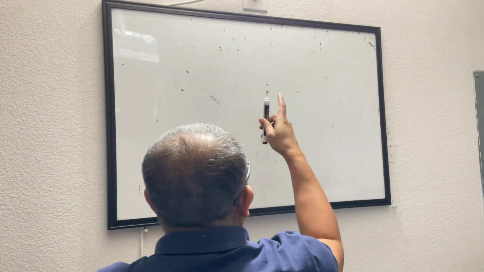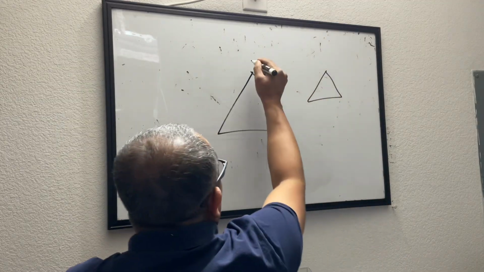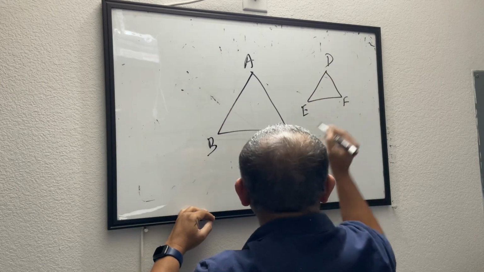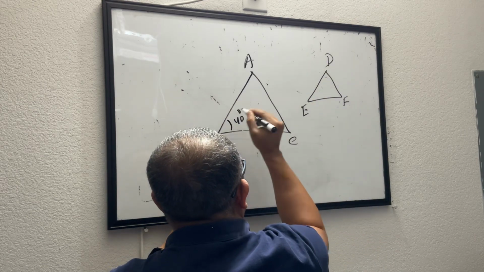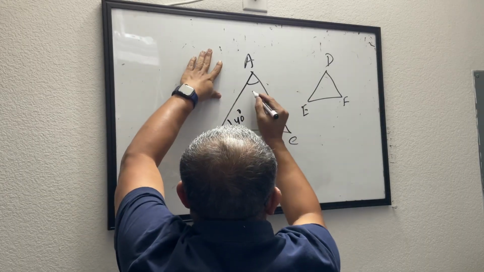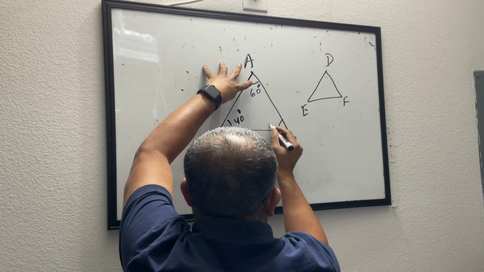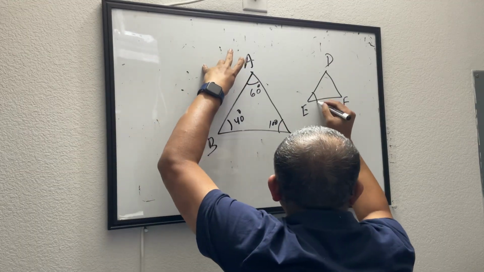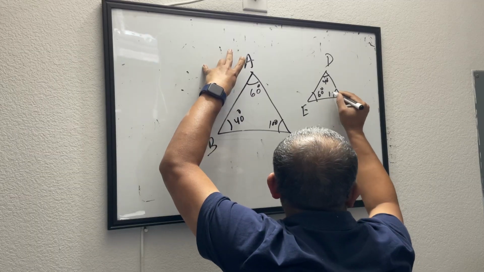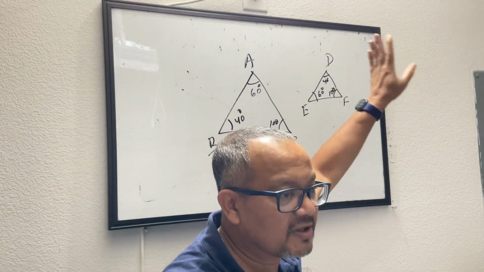Now I will give you something to break your head with. I have two triangles, A, B, C and D, E, F. Can you keep quiet and listen to what I'm doing on the board? This is 60 degrees, this is 40, and this is 80, which makes 180. And the other is 60 degrees, 40 degrees and 100 degrees. Don't go by how the drawing looks, go by the values.